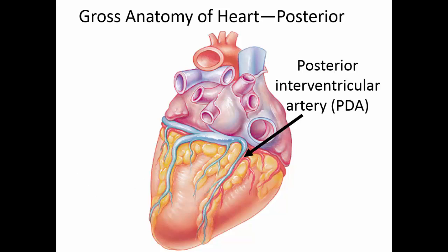The posterior interventricular artery is the last branch off of the right coronary artery. It comes down the back. This is known as the posterior descending artery as well.